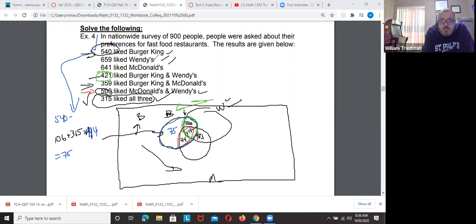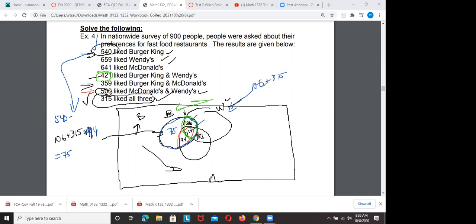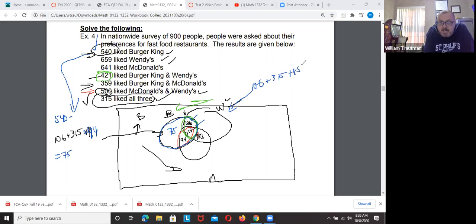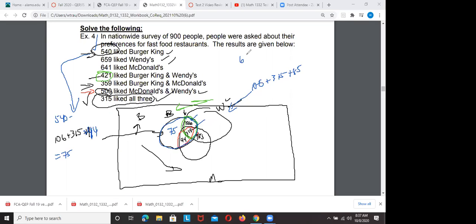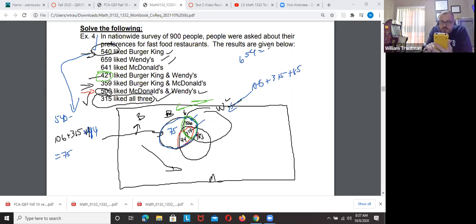Now when I add up all of Burger King, it will add up to 540. So the same goes for Wendy's. In Wendy's, I have 106. I have 315. I have 185. And in Wendy's, it has to add up to 659. So 659 minus 106 minus 315 minus 85.